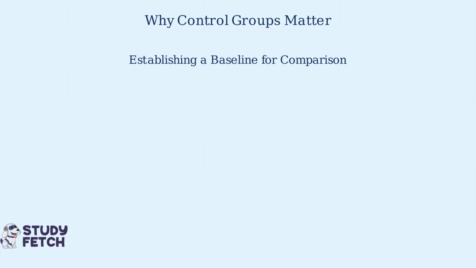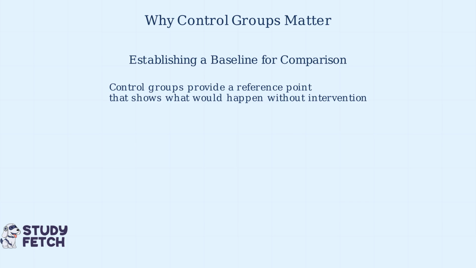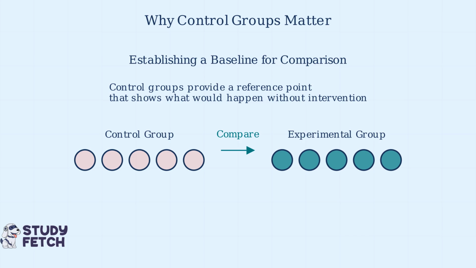Why do control groups matter in scientific research? Control groups establish a baseline for comparison, which is essential in research. They serve as a reference point showing what would happen without any intervention. Let's compare experimental and control groups. The control group receives no intervention, while the experimental group receives the treatment being studied.